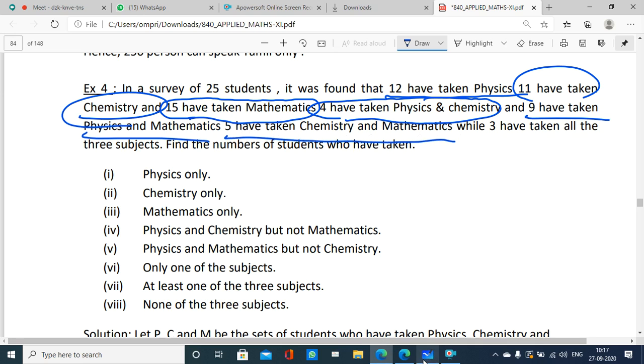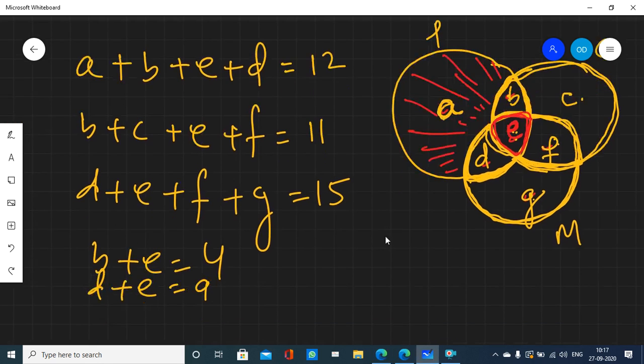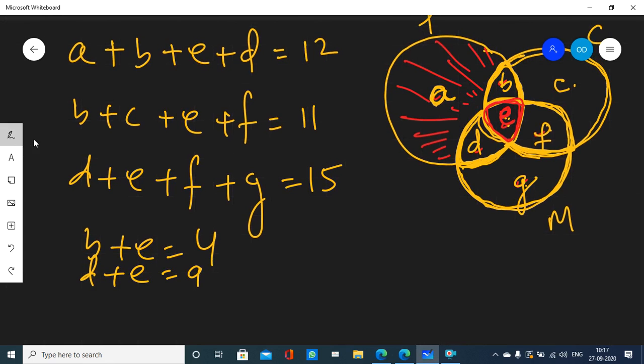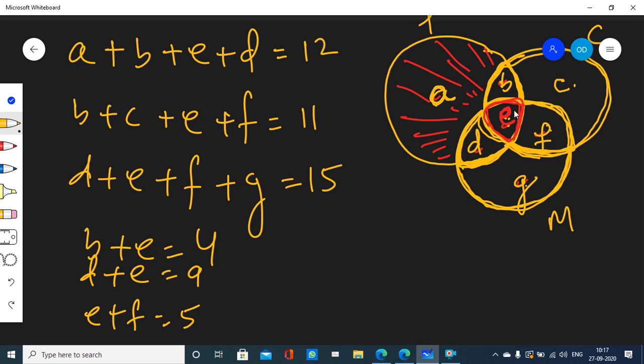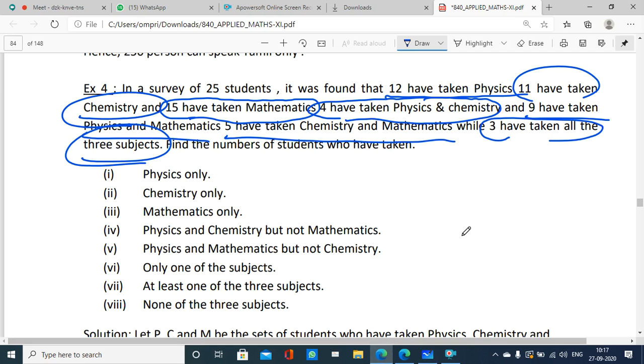5 have taken chemistry and mathematics. Chemistry and mathematics is E plus F, right? That is 5. And it is also saying that 3 have taken all three. This is E, right? E is equal to 3. It is given to us.